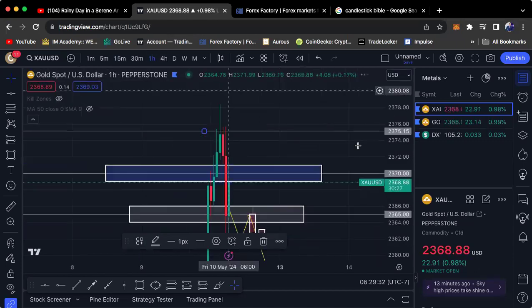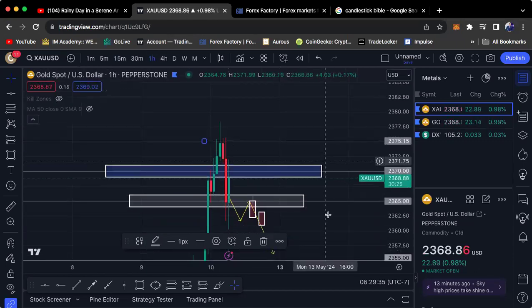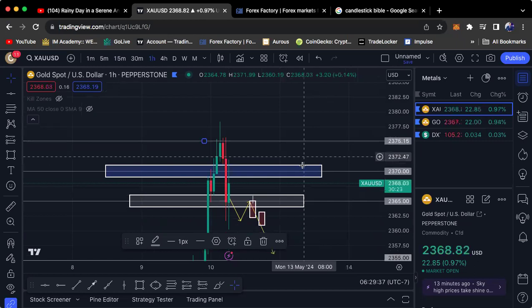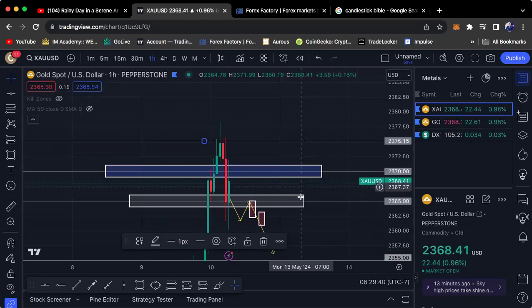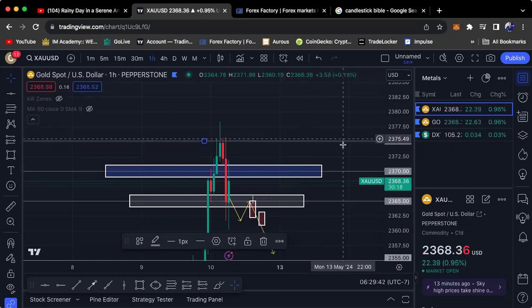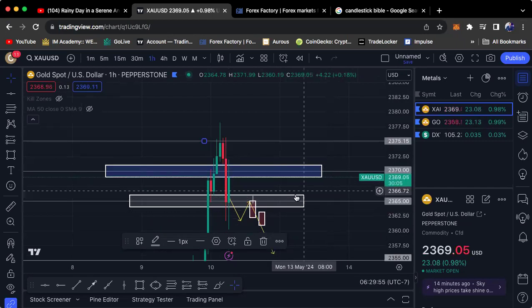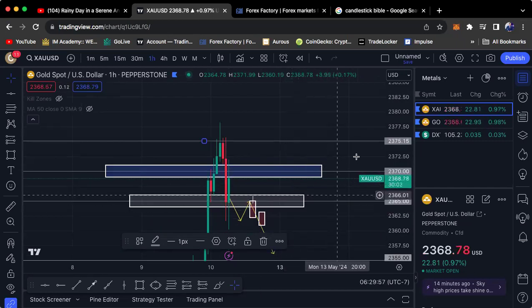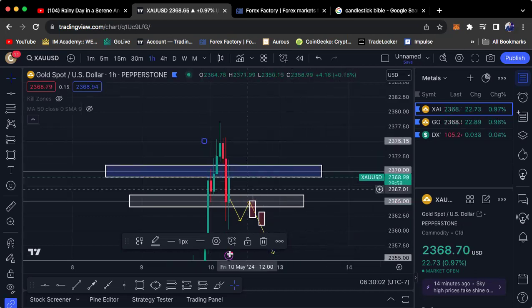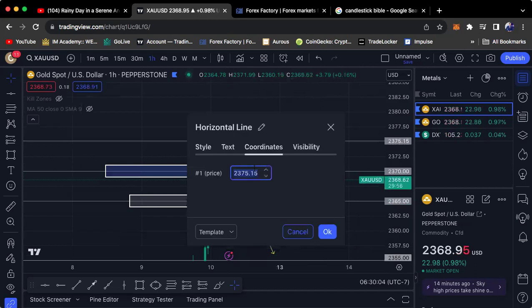2375. This can be my next hourly. So my hourly zones are about 100 pips away from each other. My internal zones are about 50 pips away from each other. Okay, 50 pips away from each other. And then my outer zones are 100 pips away from each other. That's how I look at it.